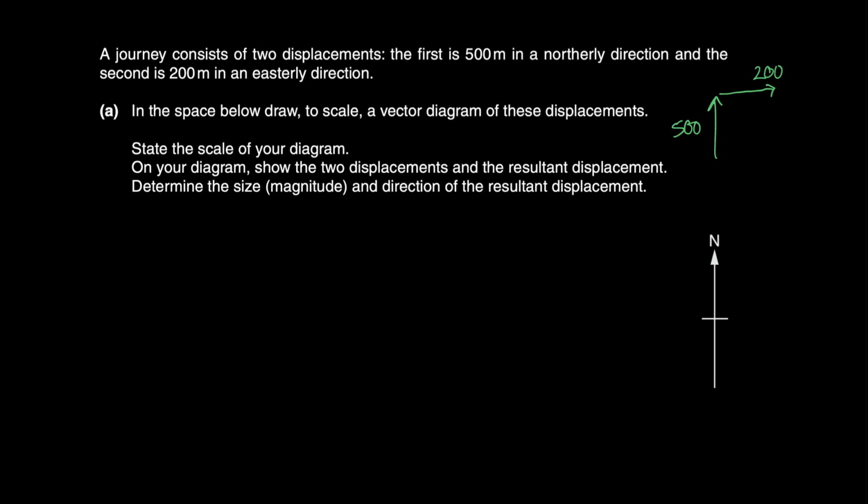Okay, in the space below, I need to draw this out. And first I want to select the scale of your diagram. Okay, I'll do that in a minute. On the diagram, show the displacement and the resultant displacement. Show the two displacements. Well, the ones in green I've already drawn, but neater. And the resultant. Okay, we'll do that at the end. Determine the size and magnitude and the direction of the resultant displacement. All right, let's do this.